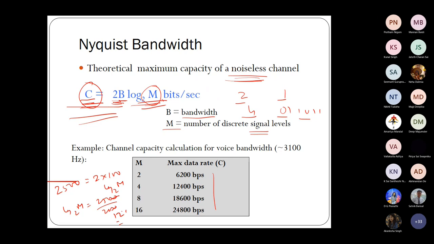Typically what happens is this signal level you will find to be quite high, and that many levels cannot be used. So you reduce, and that's why you cannot really get the theoretical maximum. Because now to get that same C, you need to work on the C.